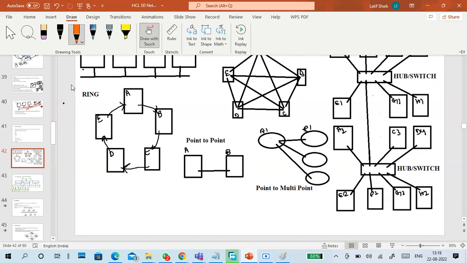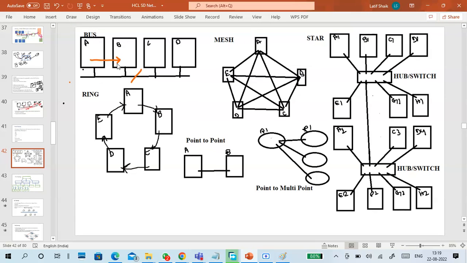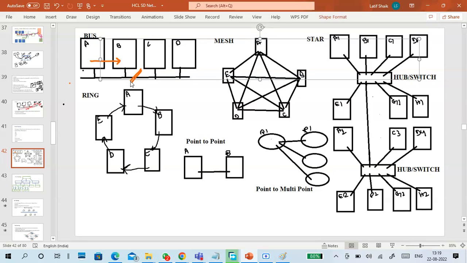What is the disadvantage of this bus topology? Look at here. If the wire is broken, you can't communicate further. So you can communicate A to B, but B to C or B to D cannot communicate, because the communication stops working afterwards. If a device is not working, no problem. But if the main backbone wire is broken, it is very difficult to communicate.